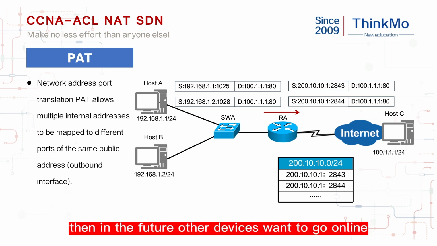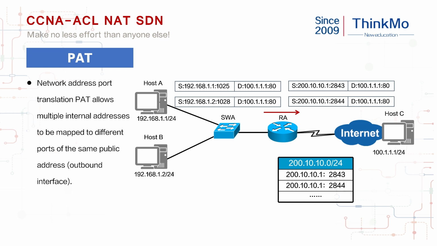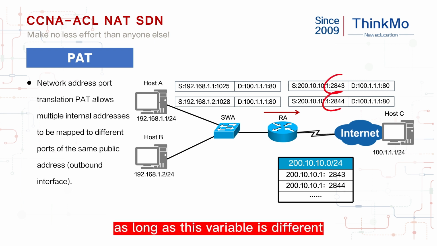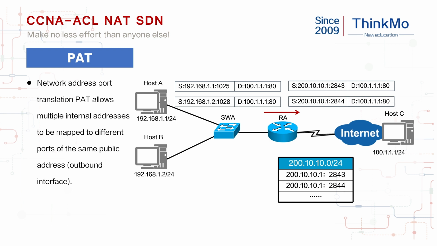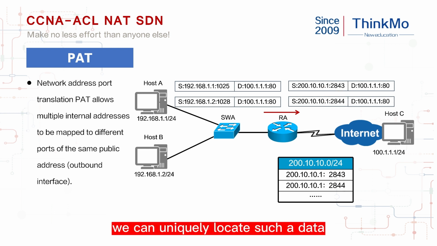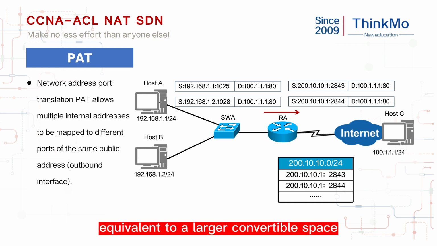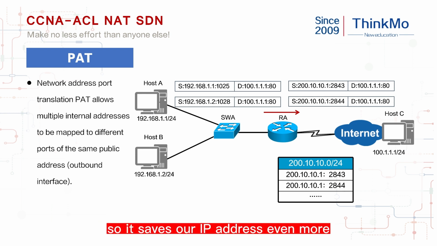Then in the future other devices that want to go online also use its address, but with a different port. What we record in the device is the address plus port. As long as this variable is different, we can uniquely locate such a piece of data, and then convert. Equivalent to a larger convertible space. So it saves our IP addresses even more.